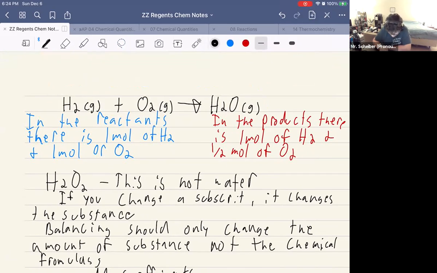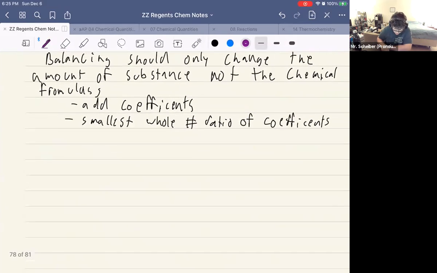What can we add? Well, we see that there are 2 O's on the left, 2 O's in the reactants, 1 O in the products, so I could throw a 2. The problem is this 2 here applies to this whole H2O. So now I have 2 O's, but I have 4 H's. What do? Well, I just throw a 2 here. So the correct way of writing out this chemical equation would be 2H2 gas plus O2 gas yields 2H2O gas, right? Not super hard.